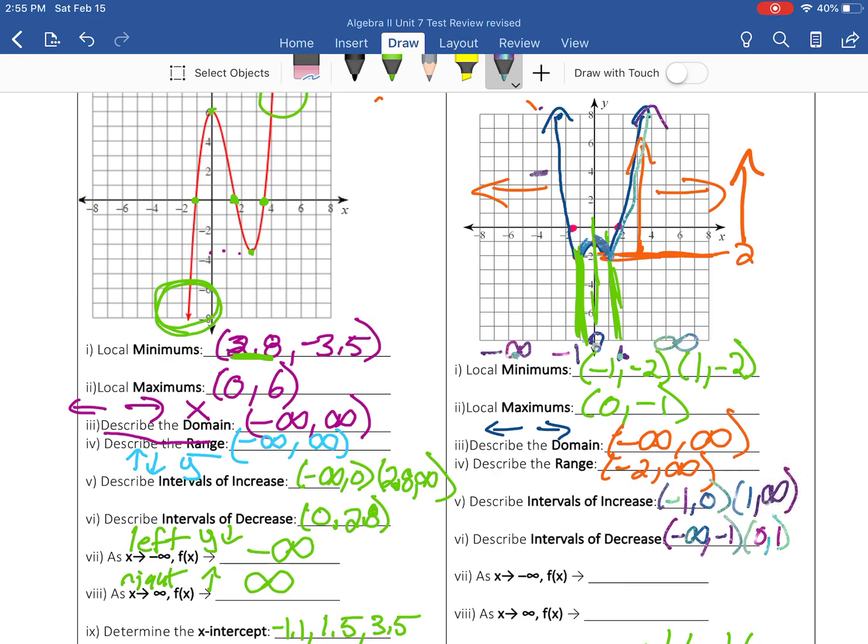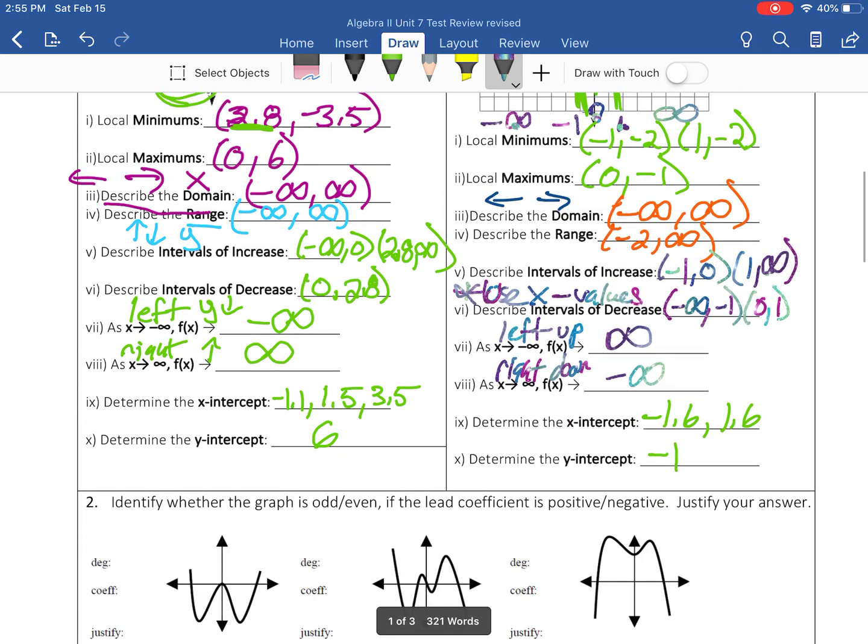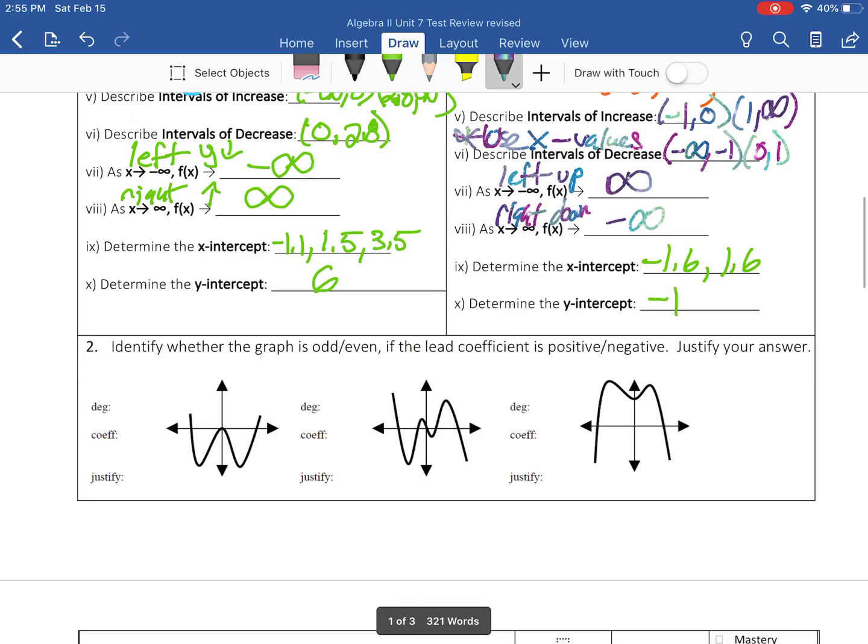One of the biggest things for increase and decrease, of course, is to always use x values. And then we just look at end behavior. As x goes to negative infinity, that's going to be to the left. What's happening to my y? It's going up, which is positive infinity. And then as this goes to the right, this is going to be down. This is going to be negative infinity. And so you're all set there.